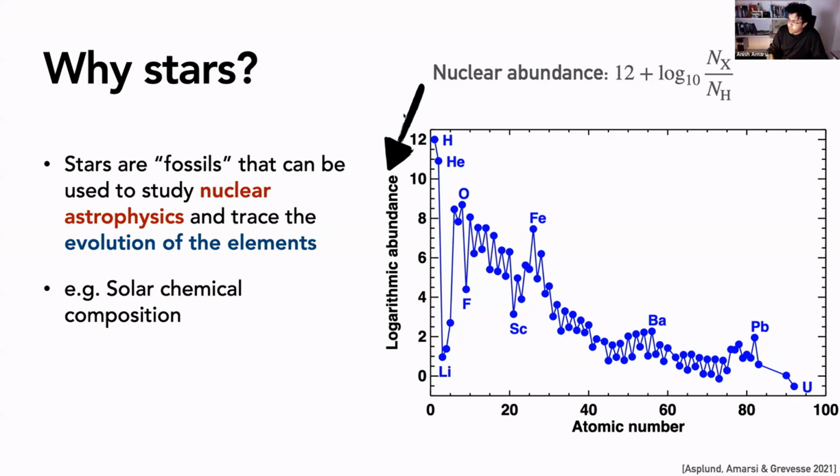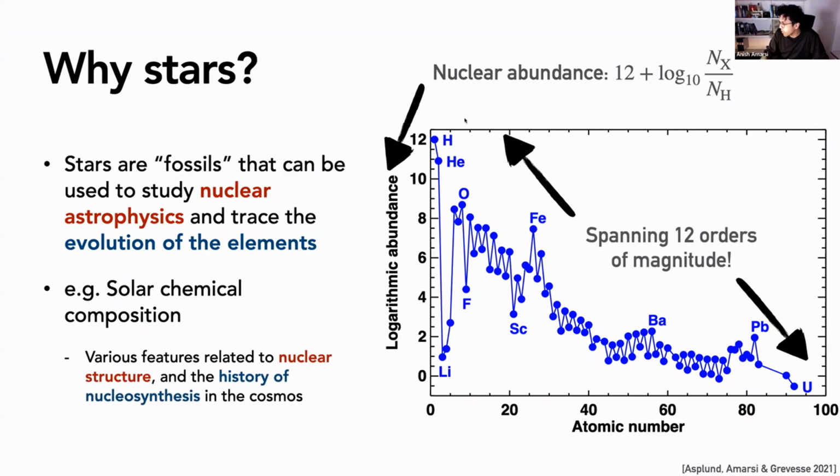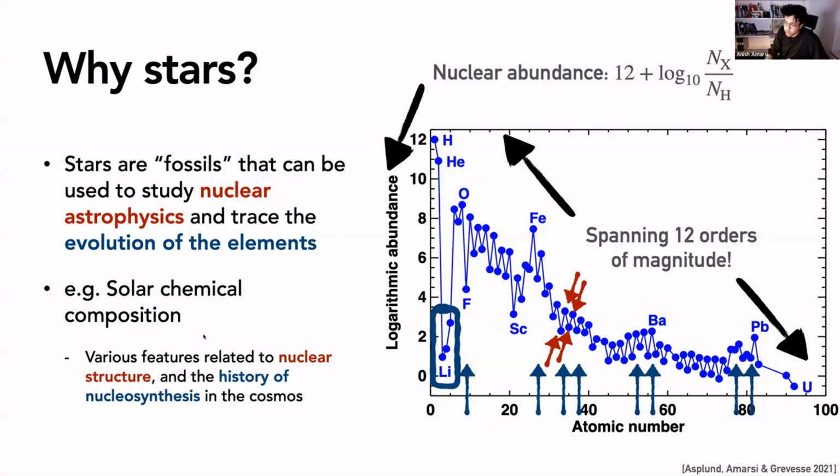And even here for the sun, we see many interesting features in this plot. To begin with, for example, it spans 12 orders of magnitude. We have various peaks and also troughs and huge depletion of these light elements here. We also see the iron peak and various neutron capture peaks. We see a strong odd-even effect, and all of these things, of course, relate to various aspects of nuclear physics, but also to the history of nucleosynthesis in the cosmos.